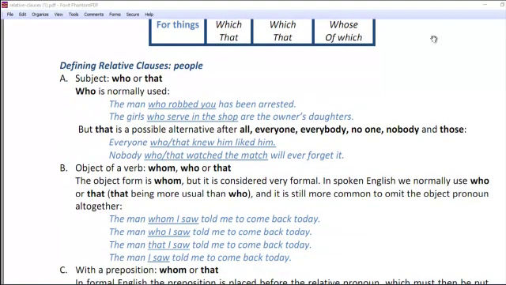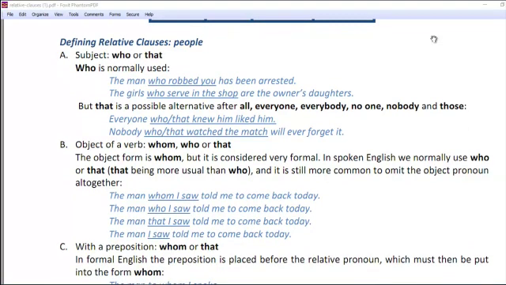Like, the man whom I saw told me to come back today. Or, the man who I saw told me to come back today. Or, the man that I saw told me to come back today. Or the man I saw. In this case, we omitted or we dropped that or whom or who. So we used the man I saw told me to come back today. So we can use whom, who, or that for object of a verb.